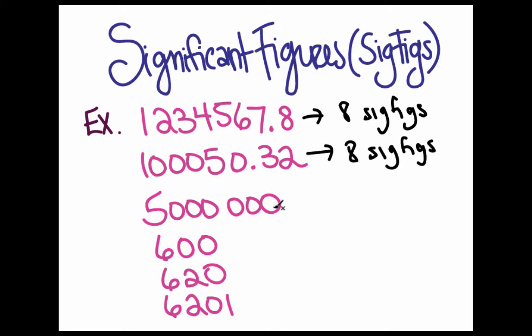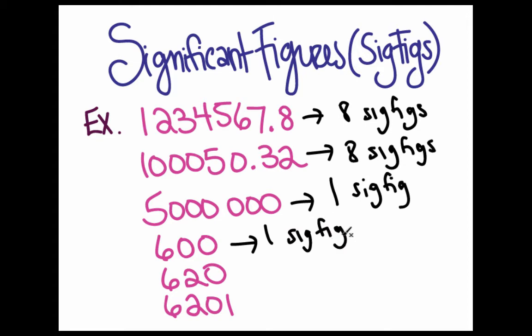The next value, 5 million. Because there is no decimal place here, all of these zeros are not considered significant, and this would only be 1 sig fig. The next example, 600, same thing applies. There is no decimal place, and so this is just 1 sig fig. Here we've got 620. The 6 and the 2 are considered significant, but the 0 is not, so that would be 2 sig figs.